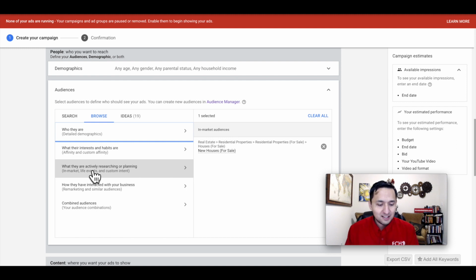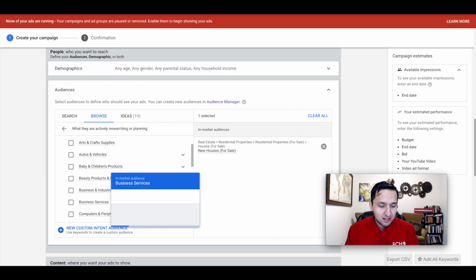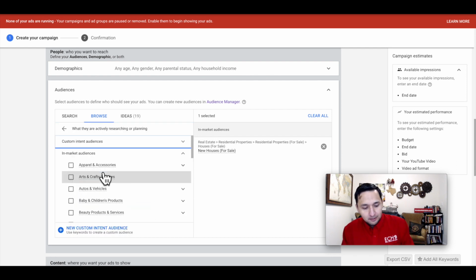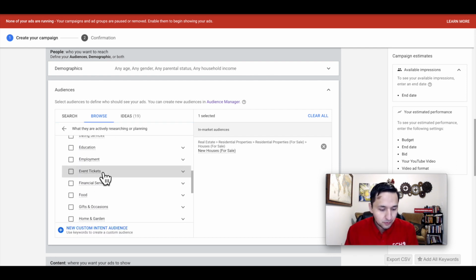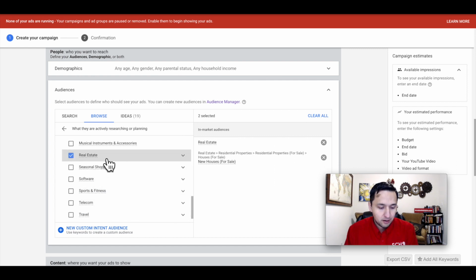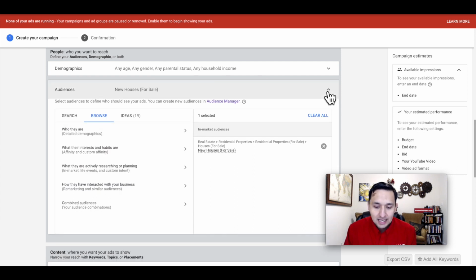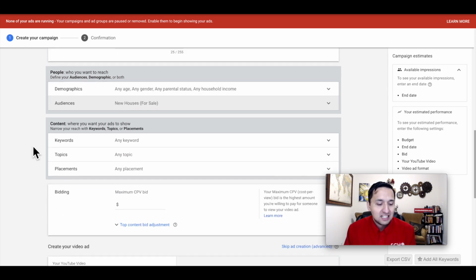All right, so that is about the people. As a reminder, you're going to go to not custom intent. You're going to go to in market. Then you're going to go to real estate and then start drilling down from there. Let's drop down arrow. Then you can also do move and relocation, so I forgot to highlight that as well. All right, now that is the people aspect of it.